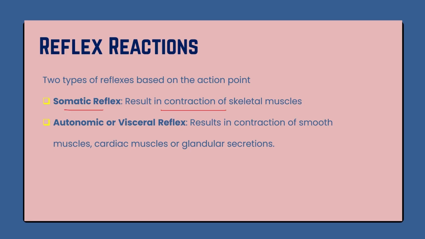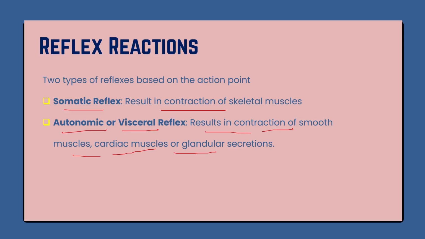Okay. Obviously, if one is somatic, the other has to be autonomic, right? So the other is autonomic, and the other name is visceral reflex. Here, it results in contraction of smooth muscles. Smooth muscles are the muscles involved in your internal organs like your stomach, your intestines, right? Cardiac muscles or even glandular secretions. So this is something which is not in your control. You cannot control your heart. You cannot control your stomach, right? So autonomic reflex is for something that is involuntary, which is not under your control. Alright, so there are two types of reflexes based on your action point.